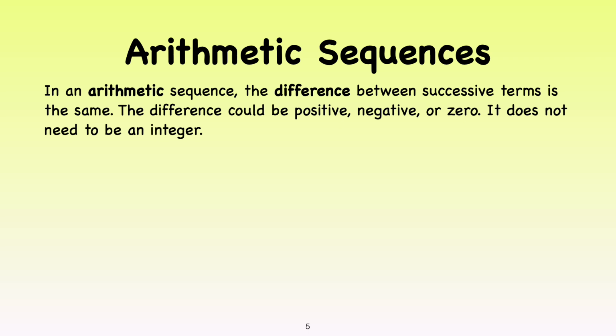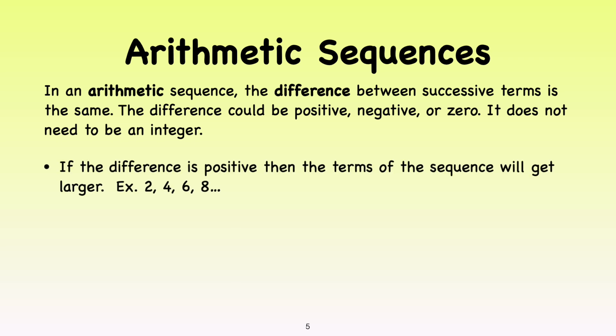I'm going to use a definition a bit different than the one in our text. I want to emphasize that successive terms in an arithmetic sequence have a common difference. So, in an arithmetic sequence, the difference between successive terms is the same. The difference could be positive, negative, or 0. It does not need to be an integer.